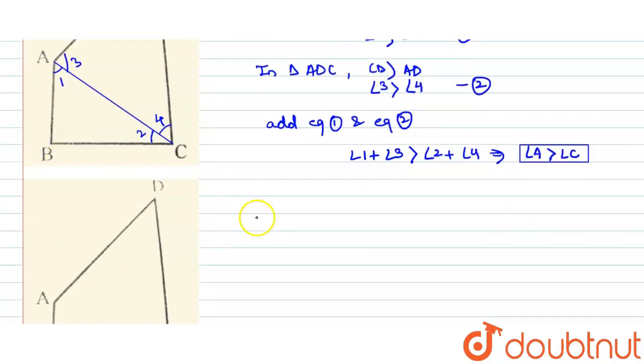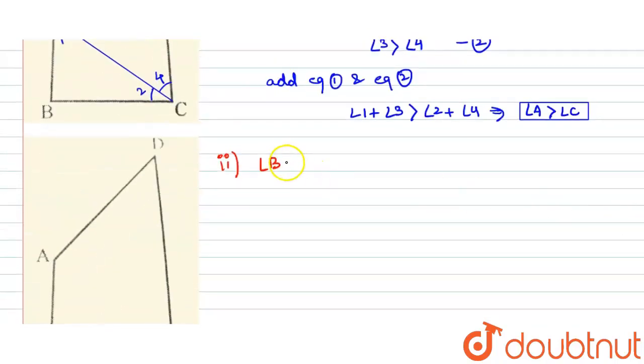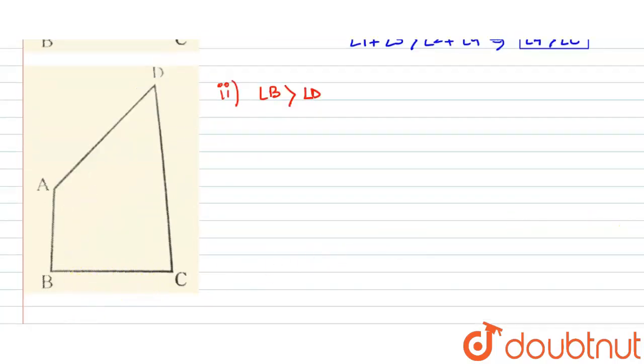Now we'll move on to the second part, which says we have to prove that angle B is greater than angle D. So for doing that, we will connect B and D. So let's draw a line from B to D. Now we'll again name these angles. Let this be angle 5, this be angle 6, this be angle 7, and this be angle 8.